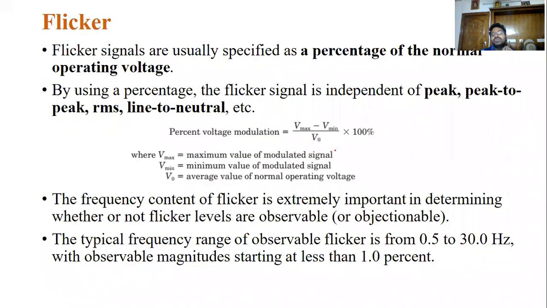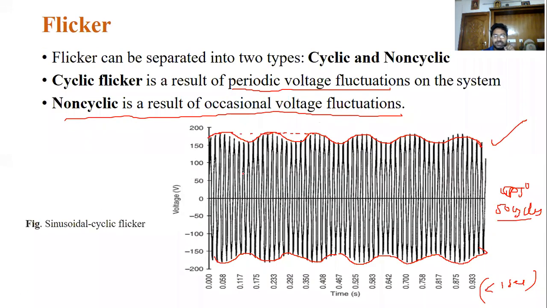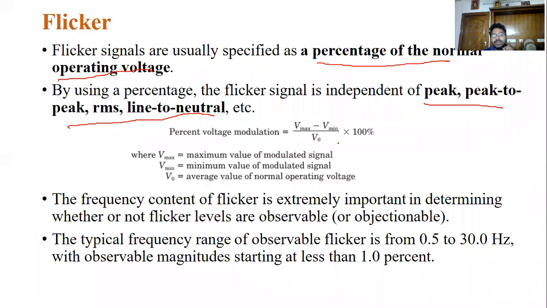Now see how to calculate this flicker. Flicker can be calculated as a percentage relative to the normal operating voltage. Remember, this flicker is independent of the peak and peak-to-peak voltage as well as the RMS voltage. We calculate the flicker using (V maximum minus V minimum) divided by V0, multiplied by 100. What is the V maximum here, what is the V minimum, and what is the V0 voltage?